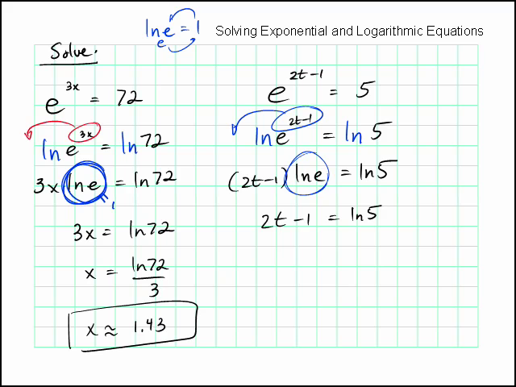I can move the 1 over to the other side. 1 plus natural log 5. Divide by 2. And t is 1 plus the natural log of 5, all divided by 2. If I type that in my calculator, I can get an approximation.